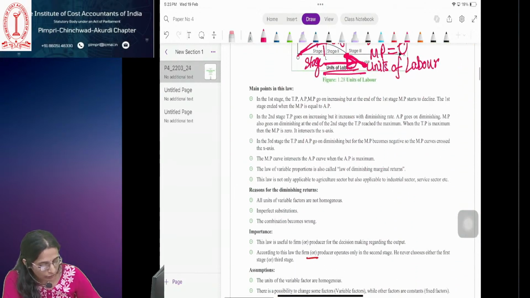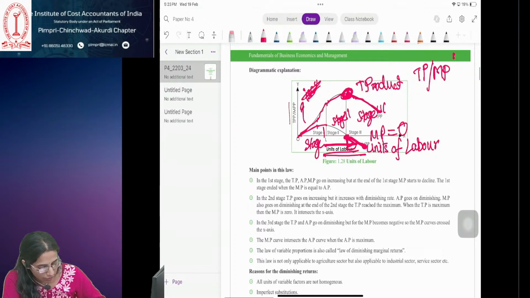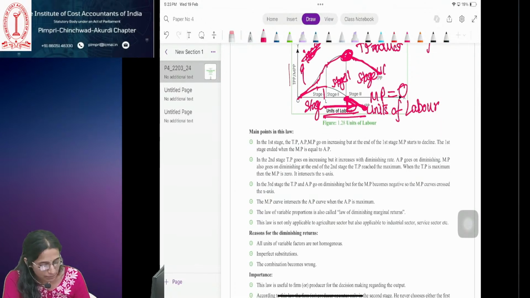So now what we will be discussing is the main points. What is happening in the first stage? Total product, average product, marginal product go on increasing, but at the end of the first stage, marginal product starts to decline. At the first stage, what is happening? Total product, marginal product, average product are increasing.